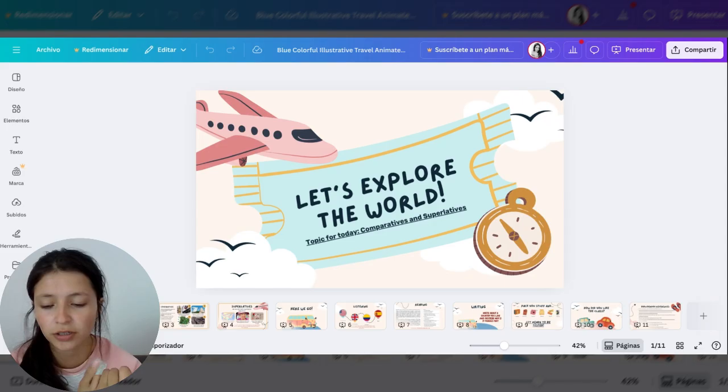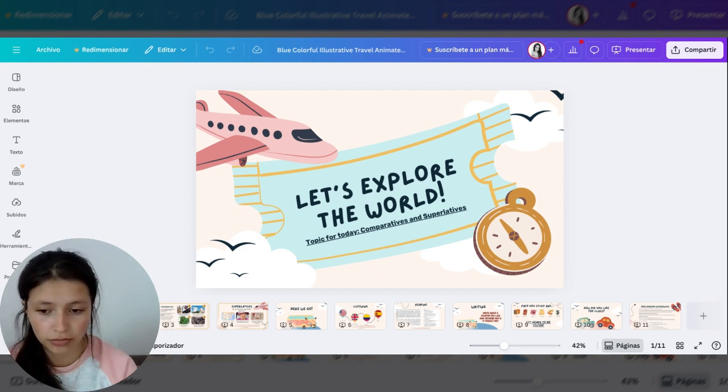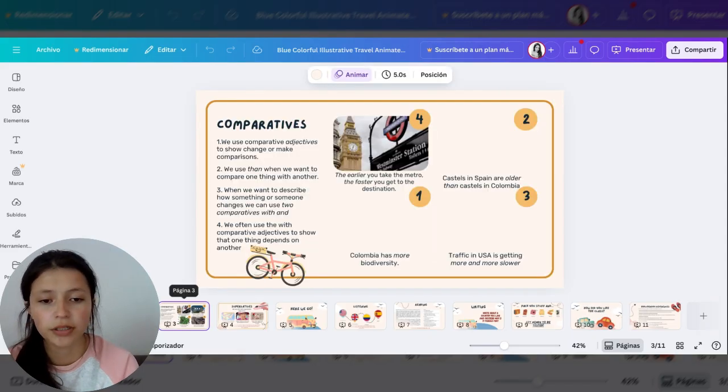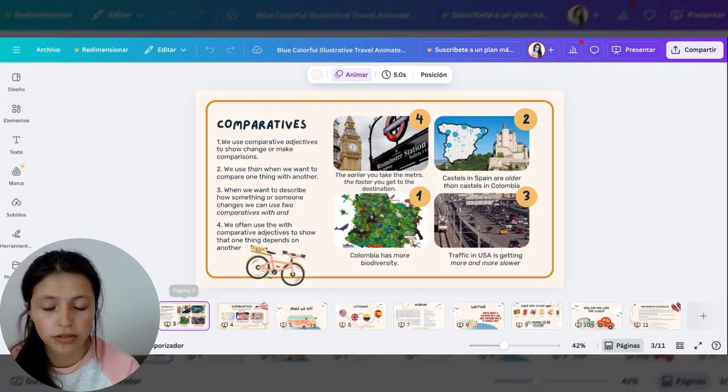What is it gonna be about? What's the topic of the class? So first, let's explore the world. The topic for today, we're gonna do the task comparatives and superlatives. We're gonna identify the use of it and some examples through real things, differences about the world. So we're gonna compare four different countries: Colombia, USA, Spain, and UK.